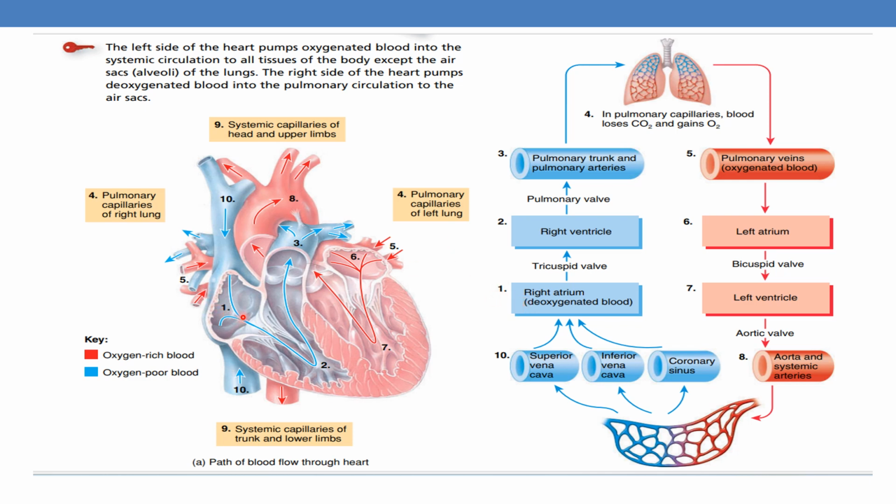Step 1 is where the right atrium receives blood from 3 veins: superior vena cava, inferior vena cava, and coronary vena cava. I am not repeating it, just go through it.